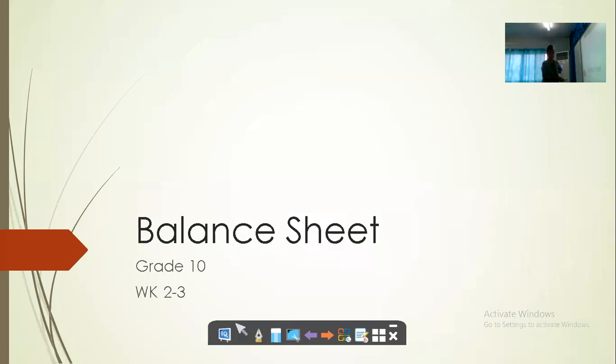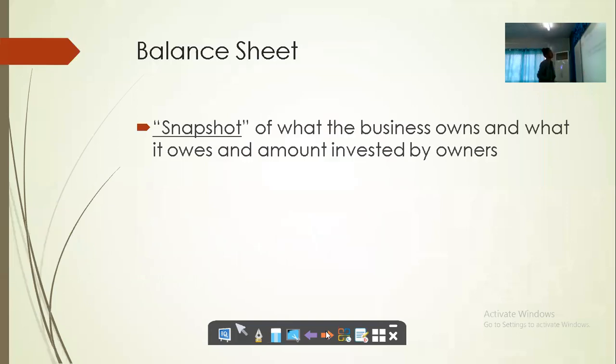So the topic is business studies, and let's get straight into it. Okay, so what is a balance sheet? The topic of today is about the balance sheet, and we're going to identify what it is exactly and what the use of a balance sheet is.